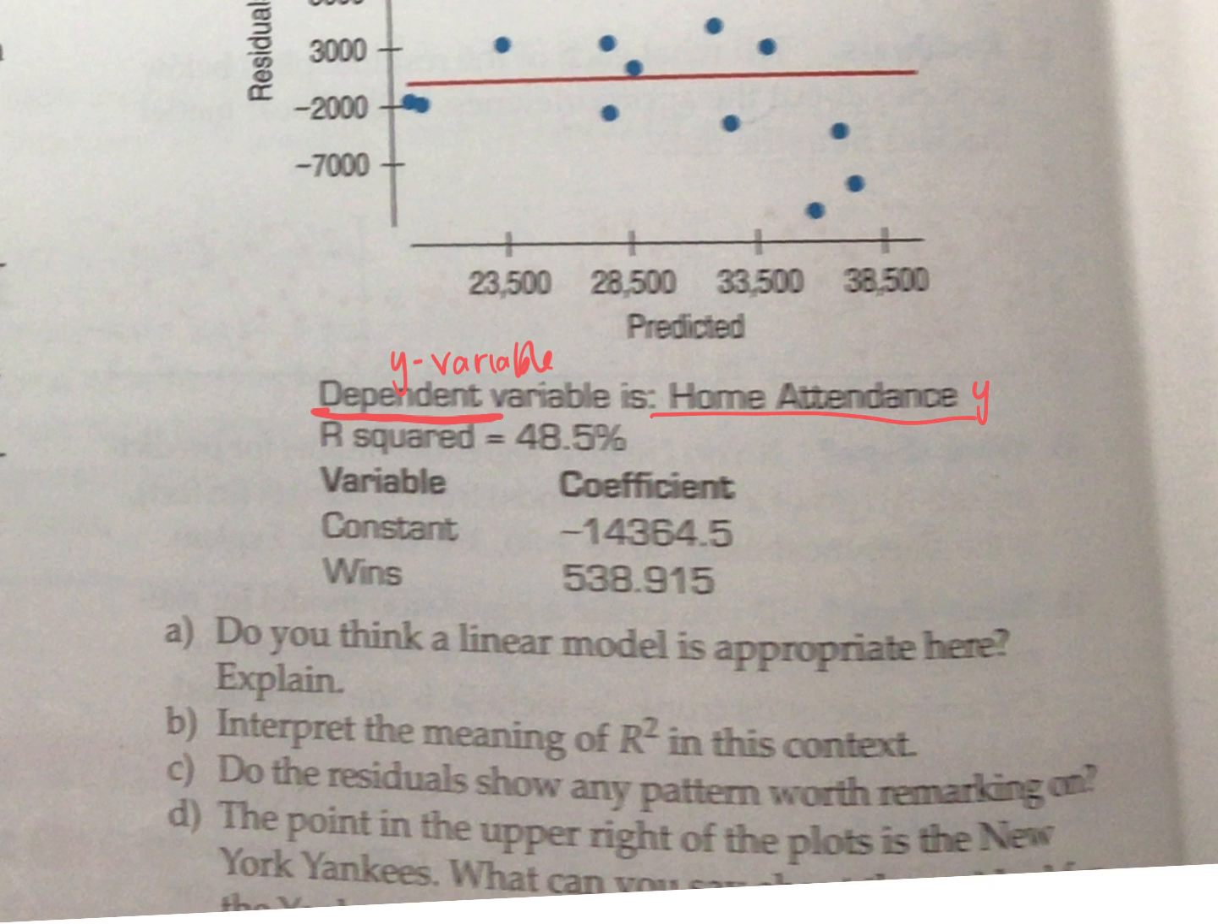It tells us the r squared is 48.5%. It tells us the constant. What do you think the constant is? Do you think that's the slope or the y-intercept? Y-intercept. I thought I heard it, but it's very quiet sometimes. So the constant is your y-intercept. And the wins is what? Yes, this is your x variable. And that means this is your slope.